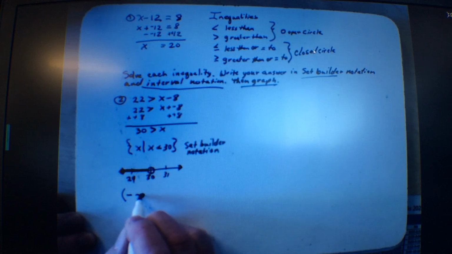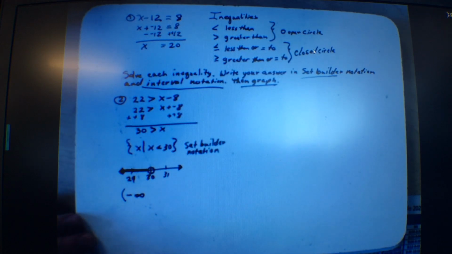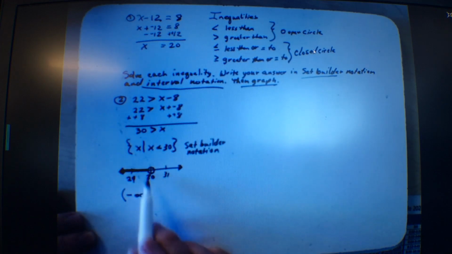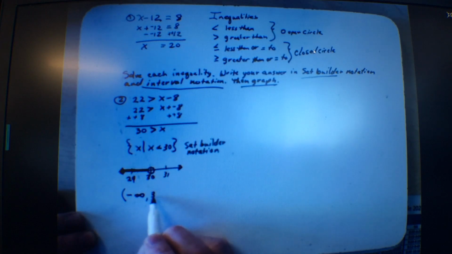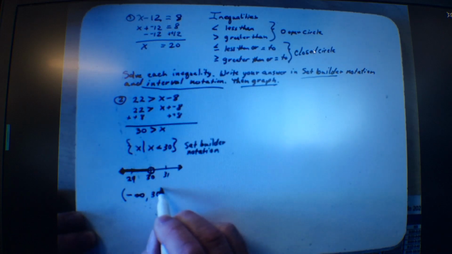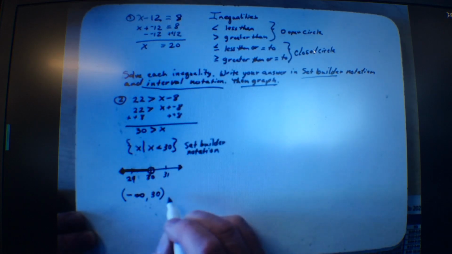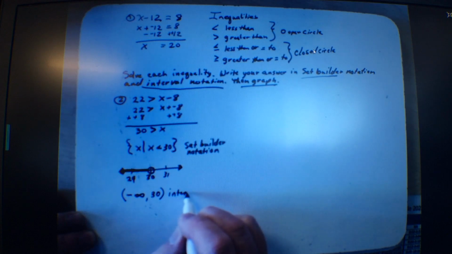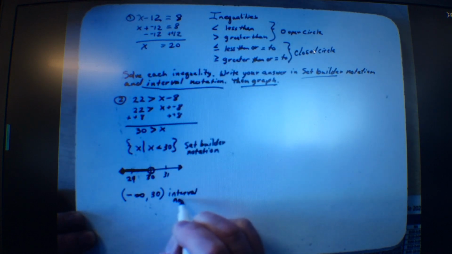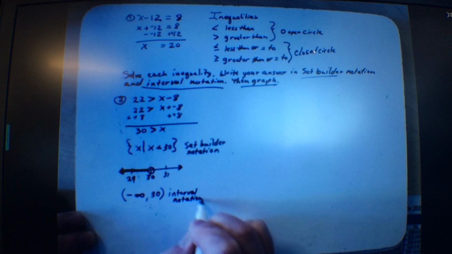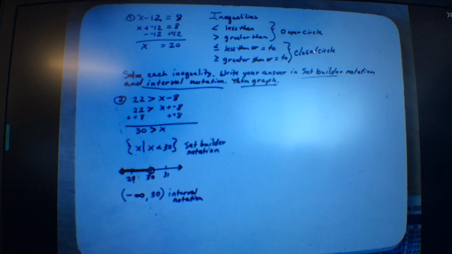I write negative infinity. That's how you write negative infinity. It looks like an 8 laid down. So we start at negative infinity and we go to 30. Do I touch 30? No, I do not touch 30 because it has an open circle. Therefore, I have a parentheses. This is called interval notation. Now I've completed all three methods of finding an answer.